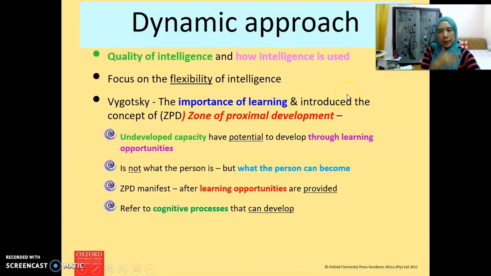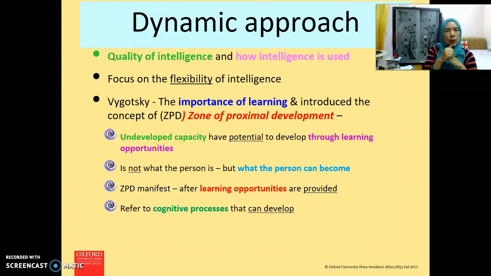Okay, the dynamic approach is about the quality of intelligence and how intelligence is used, focusing on the flexibility of intelligence. Vygotsky came up with the theory of the zone of proximal development, emphasizing the importance of learning, and he introduced the concept of ZPD, or zone of proximal development. He said undeveloped capacity has the potential to develop through learning opportunity.